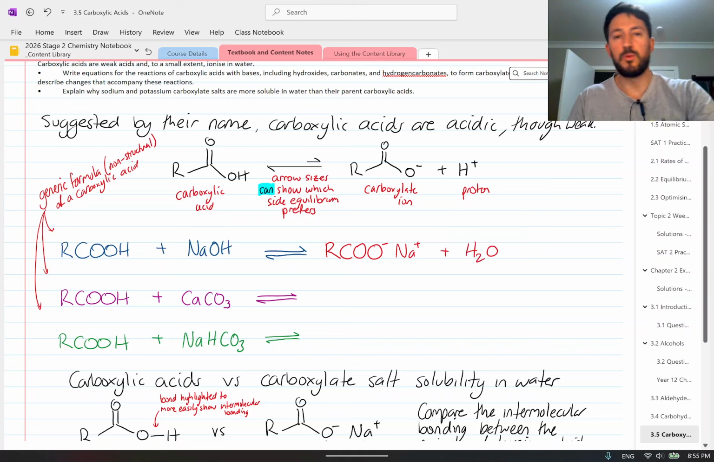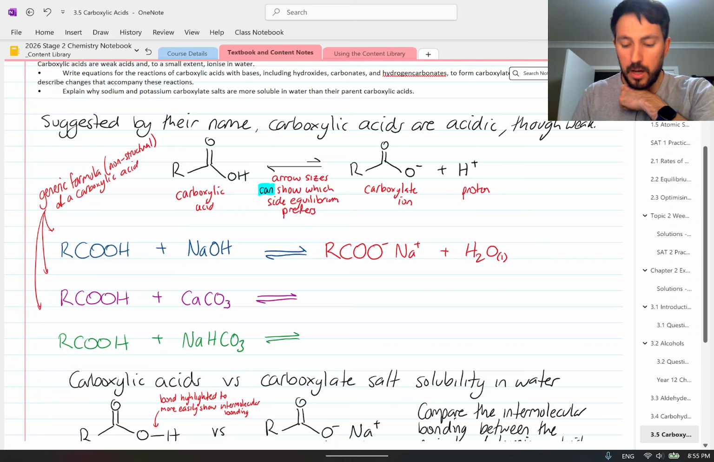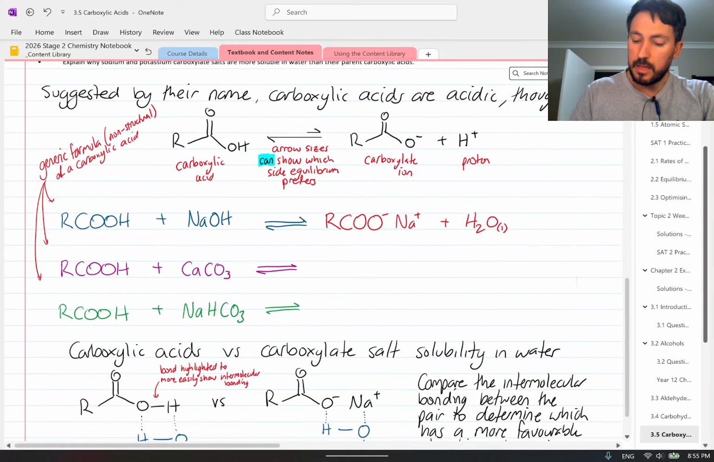So this is a simple acid-base reaction, making a metal salt and water, which we call liquid. You can represent this without the minuses and pluses and just have RCOONa as well. Either will be fine. Now, that's our first reaction.